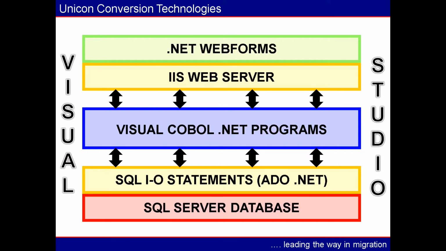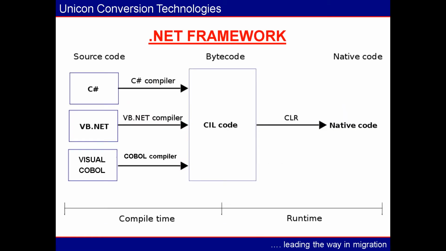The converted application code set is maintained in Microsoft Visual Studio. Visual COBOL is a .NET programming language, fully implemented into the .NET framework, exactly like C# and VB.NET. When C#, VB.NET, and Visual COBOL programs are compiled, they all produce the same CIL bytecode, Common Intermediate Language. All the CIL programs run under the CLR, Common Language Runtime. That is why C#, VB.NET, and Visual COBOL are fully interoperable.